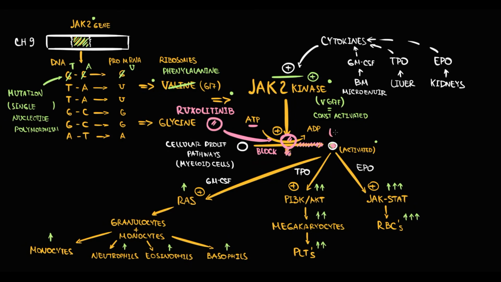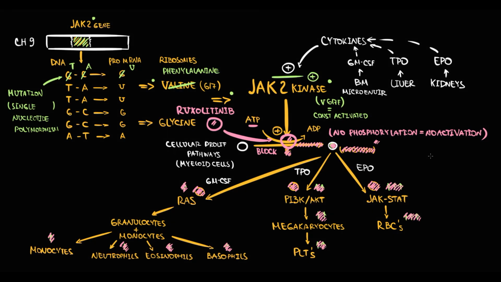And without phosphorylation, proteins that are responsible for proliferation of myeloid cells cannot be activated. Thereby the production of granulocytes and monocytes will decrease, also the production of megakaryocytes and thereby platelets will decrease. And in addition to this, the production of red blood cells will decrease. So with time, ruxolitinib provides normalization of blood cell count.